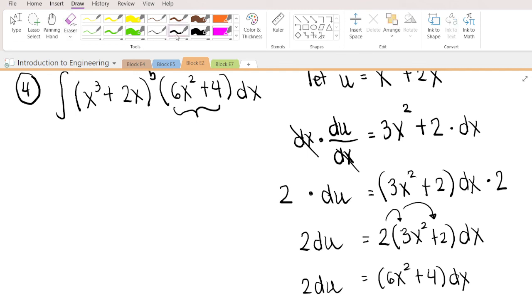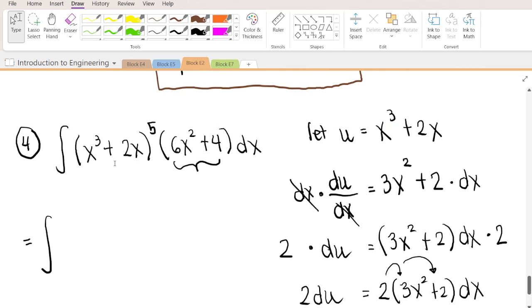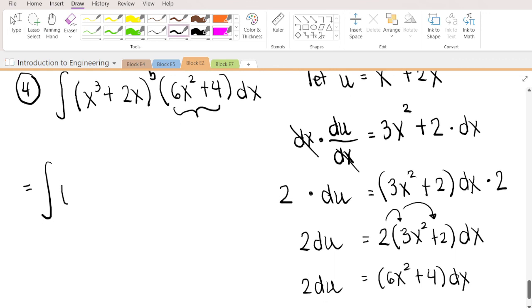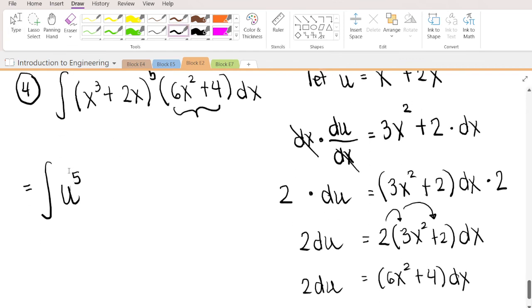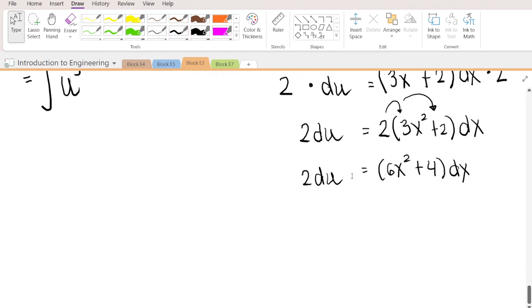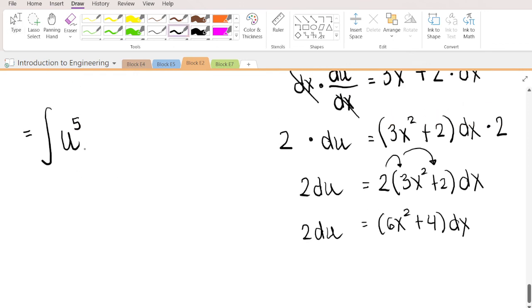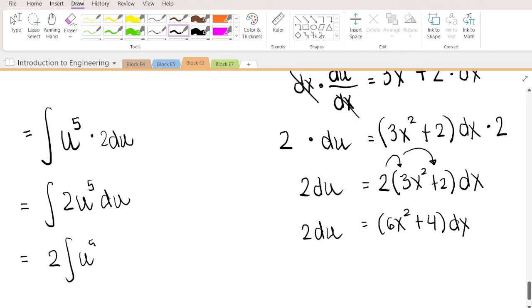So let's continue. We have the integral of x cubed plus 2x, which is u, to the power of 5, and then 6x squared plus 4 dx, the meaning of that one is equal to 2 du. So times 2 du, and we have the integral of 2 u to the power of 5 du, and then equals 2 times the integral of u to the 5 du.